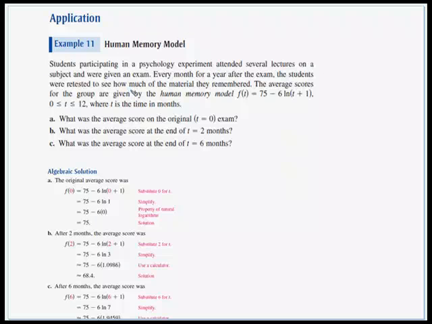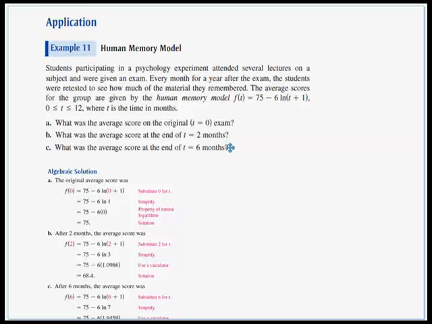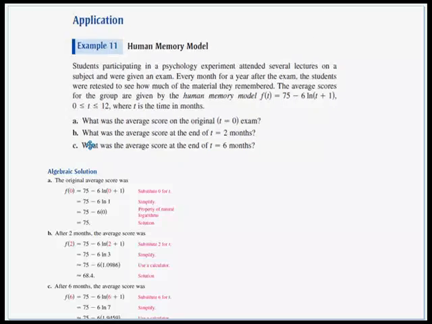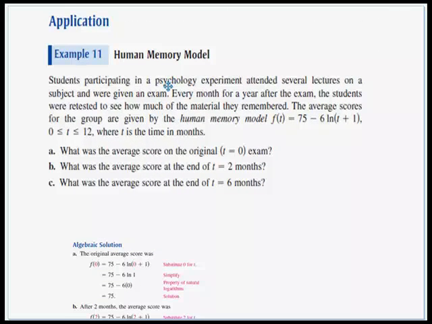Example 11, there's nothing really to write down in it. I just wanted to make sure to include this because this is a real-life application of where people would use logarithms in a career or in science. So, students participating in a psychology experiment attended several lectures on a subject and then were given an exam. Every month for a year after the exam, the students were retested to see how much of the material they remembered. The average scores of the group are given by the human memory model.